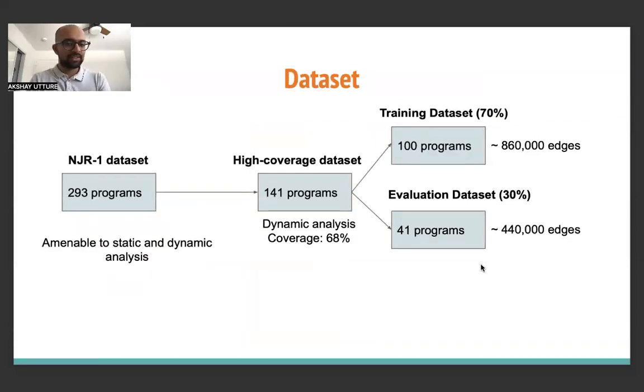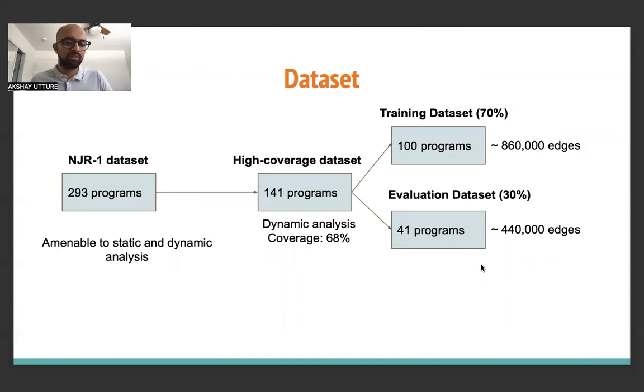So now coming to the data set, we use the NJR dataset, which is a collection of Java programs from GitHub. And it has roughly 293 programs that are amenable to both static and dynamic analysis. So from this, we filter out 141 programs that we know have high dynamic analysis coverage. And this is important because we are using the dynamic analysis as an approximation for the ground truth. So it's important for the dynamic analysis to have high coverage. So these programs have on average 68% coverage.